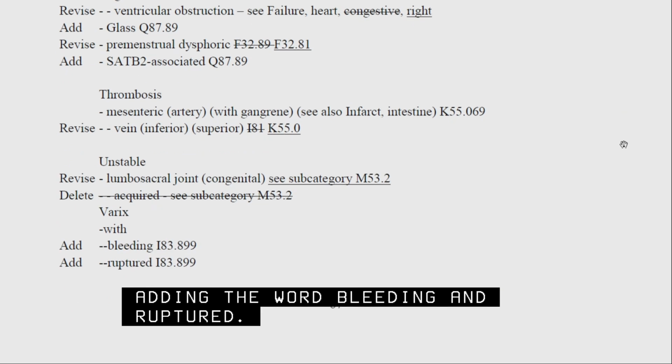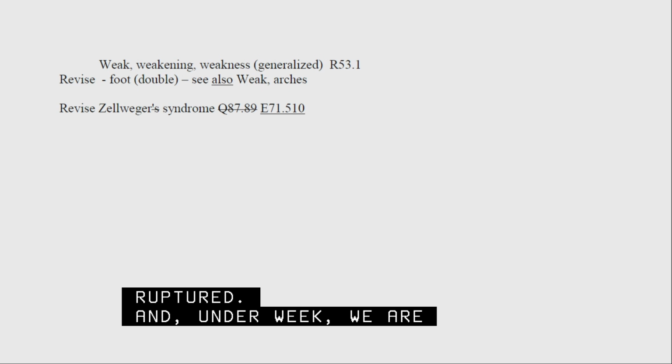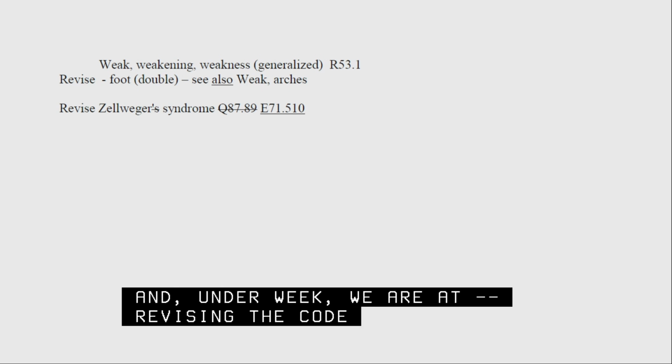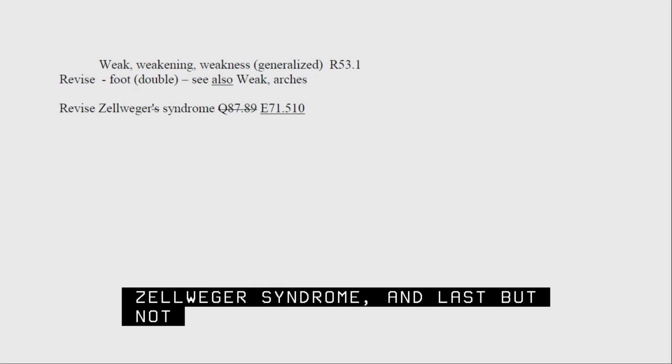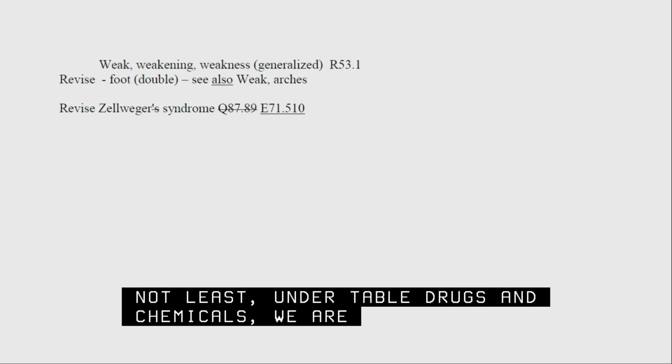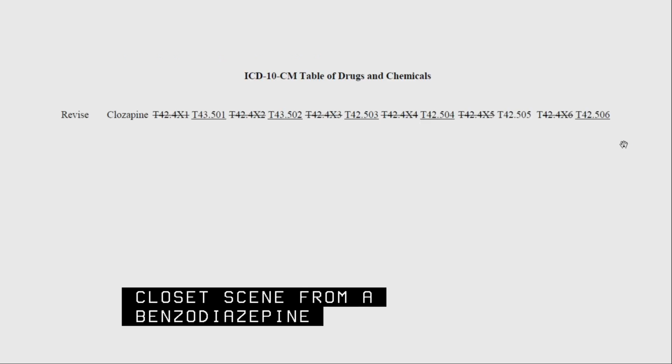And under weak, we are revising the code assignment for Zellweger syndrome from Q87.89 to E71.510. And last but not least, under the table of drugs and chemicals, we are revising clozapine from a benzodiazepine classification to an antipsychotic classification.